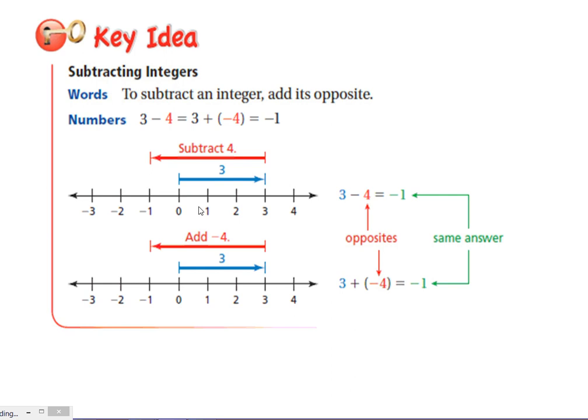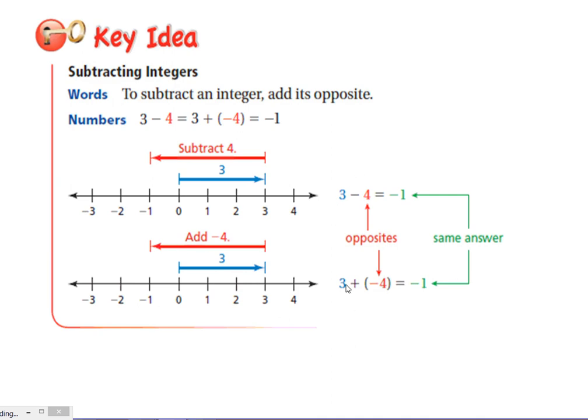If you look at the number line, you start at positive 3, and you're going to subtract 4. So you move left 4, and you end on negative 1. Here, you start at positive 3, and now we're adding a negative 4. So you still move to the left 4 and end on negative 1.